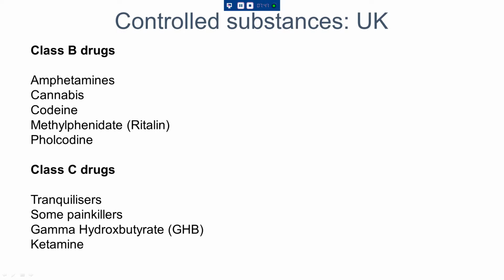And there's Class C drugs as well. These are things like tranquilizers, some other painkillers, GHB, and ketamine as well.